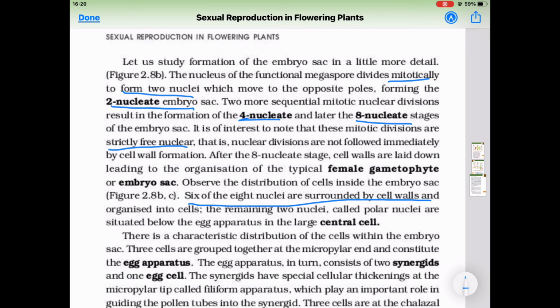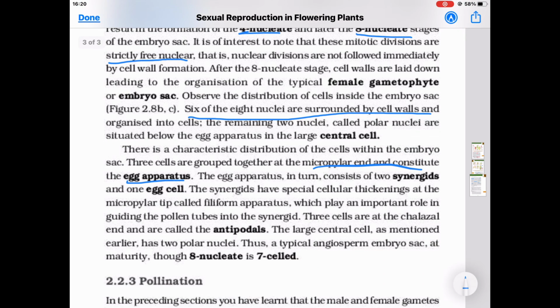There is a characteristic distribution of the cells within the embryo sac. 3 cells are grouped together at the micropylar end and constitute the egg apparatus. All the cells towards the micropylar end are known as the egg apparatus. The egg apparatus in turn consists of 2 synergids and 1 egg cell. The synergids have special cellular thickenings at the micropylar tip called the filiform apparatus, which play an important role in guiding the pollen tube into the synergid.